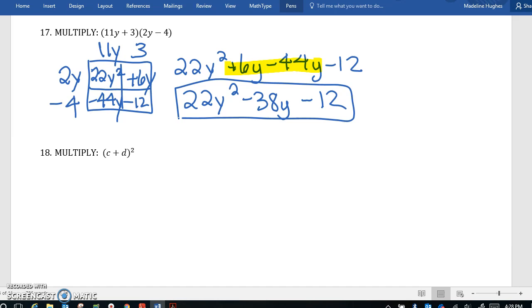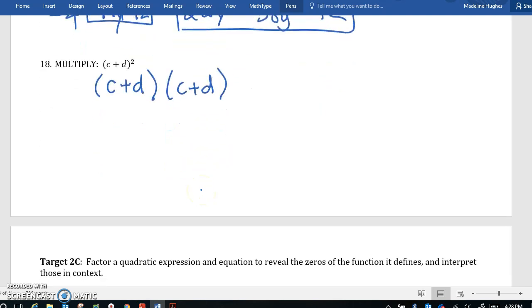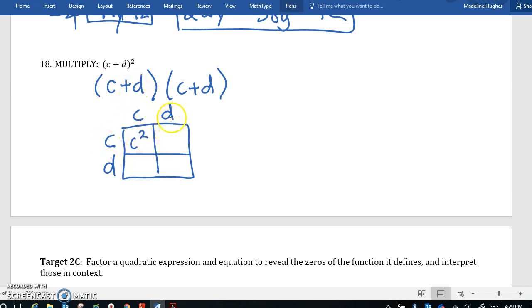18. Multiply again. Remember, this squared on the outside just means c plus d multiplied by c plus d again. So we set up our Punnett squares. Okay, c and d along the top and c and d along the sides. So c times c is c squared. C times d is a positive 1.